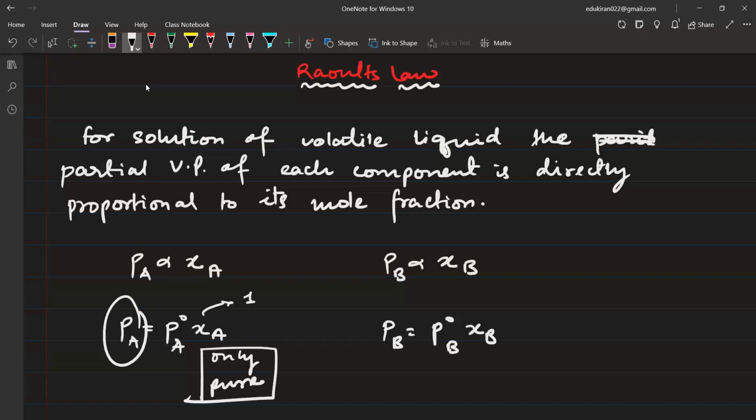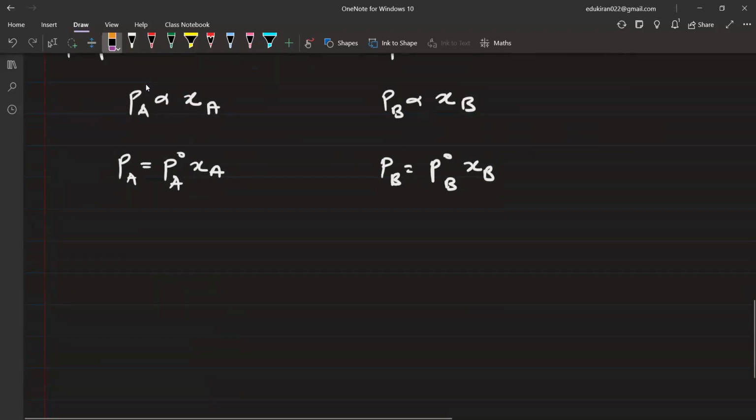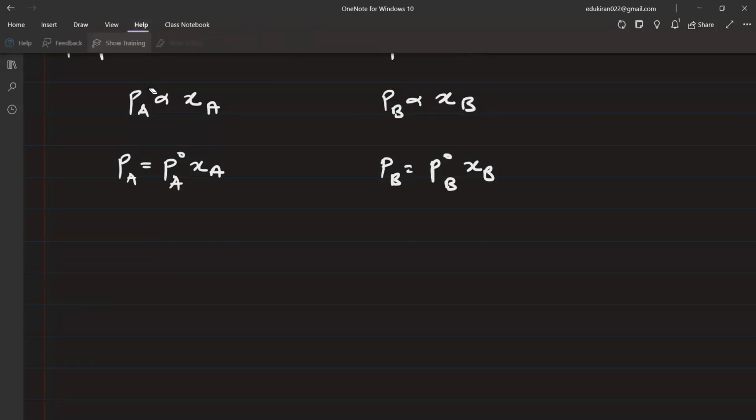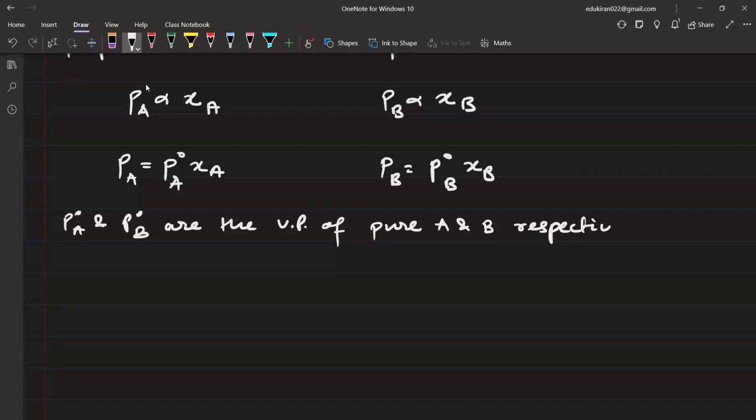That means P naught A is the pressure when the mole fraction of A is 1, when we have only pure A. P naught A is the vapor pressure when we have pure A. Similarly, P naught B is the vapor pressure when we have only B in the solution and there is no A. After this, please write P naught A and P naught B are the vapor pressure of pure A and B respectively.